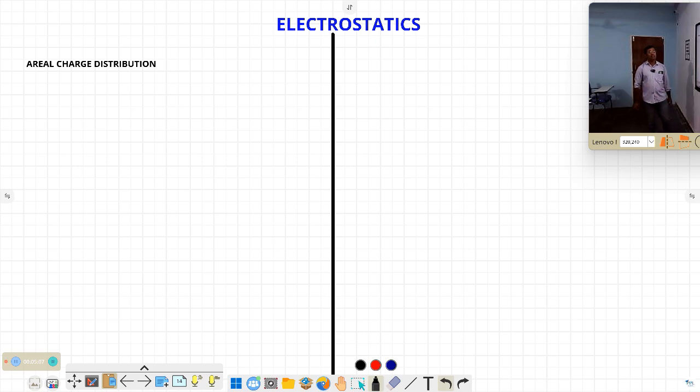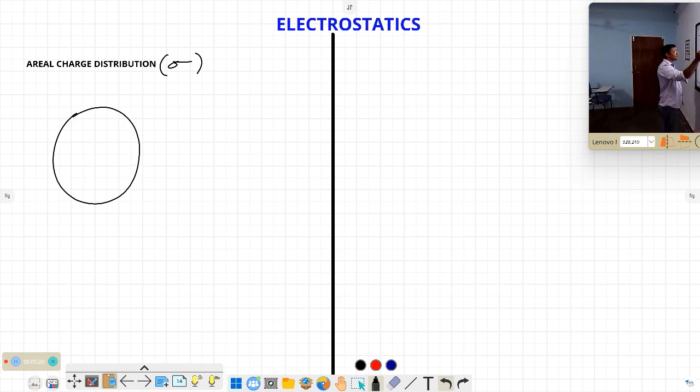The next one is areal charge distribution. The areal charge distribution we indicate with the letter sigma. So here consider a hollow sphere, or otherwise take a square plate. Both contain area. The sphere contains surface area. It does not have volume. The plate contains only area. So in this case, whenever you give charges to this, the charges will accumulate on the surface, across the area of the body. This type of distribution of charges we call areal charge distribution.